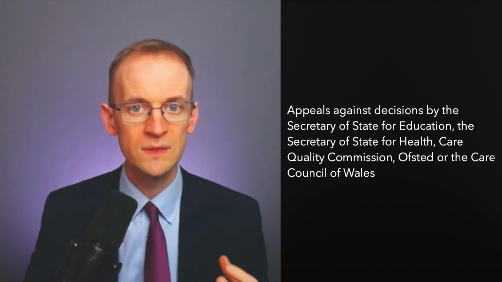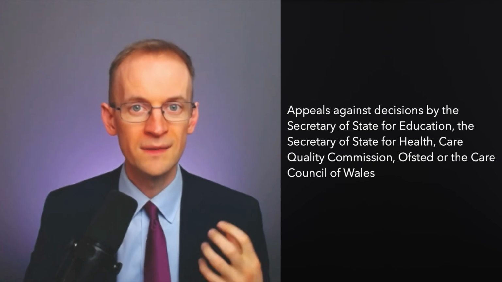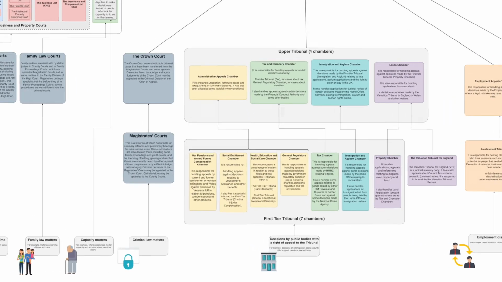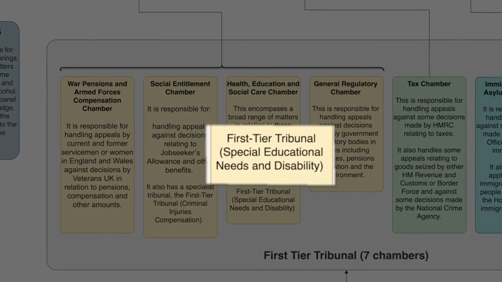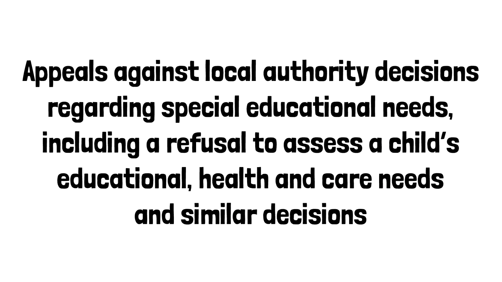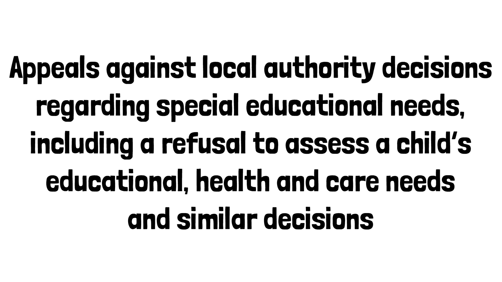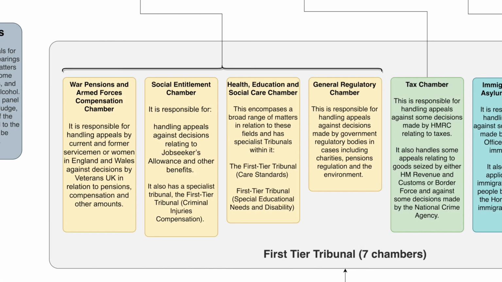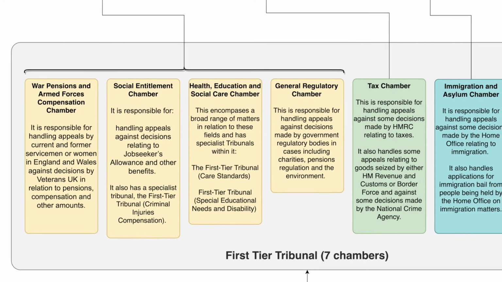The First Tier Tribunal Care Standards is responsible for handling appeals against decisions by the Secretary of State for Education, the Secretary of State for Health, the Care Quality Commission, Ofsted, or the Care Council of Wales. The First Tier Specialist Education Needs and Disability Tribunal. Now, this is responsible for handling appeals against local authority decisions regarding special educational needs, including a refusal to assess a child's educational, health and care needs, and similar decisions. It also handles appeals against discrimination by schools or local authorities due to a child's disability.